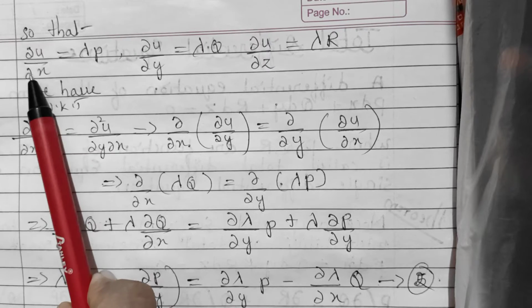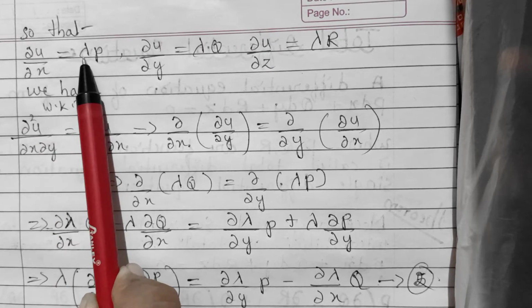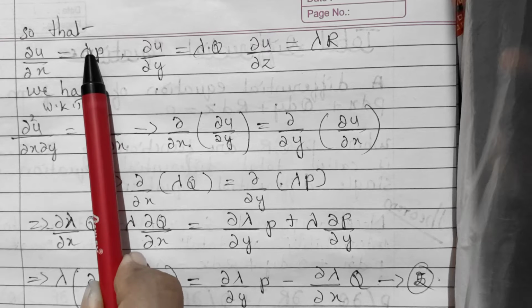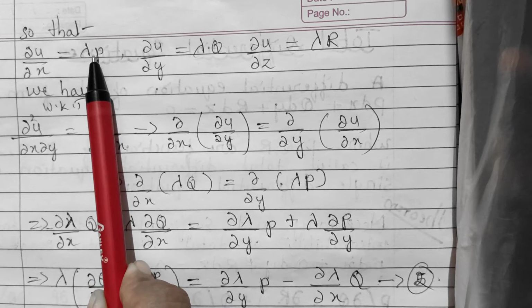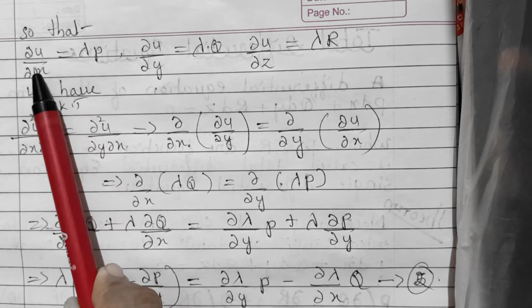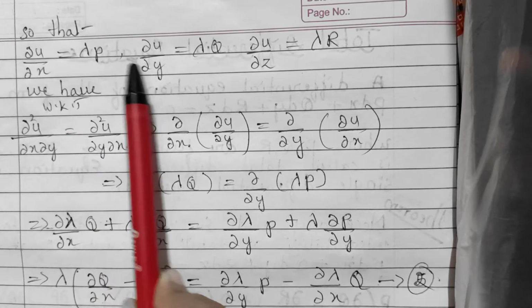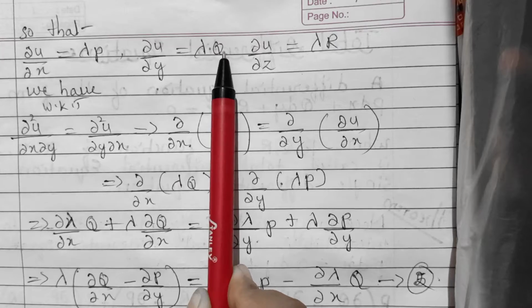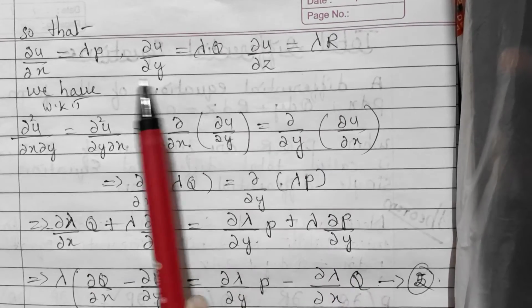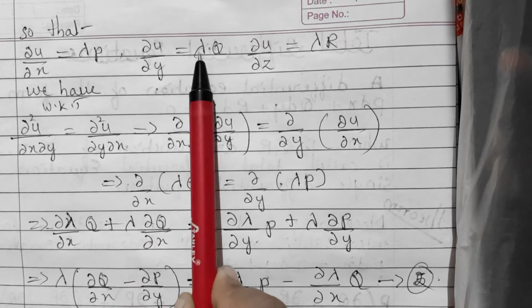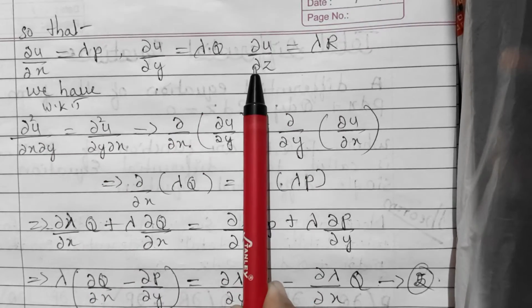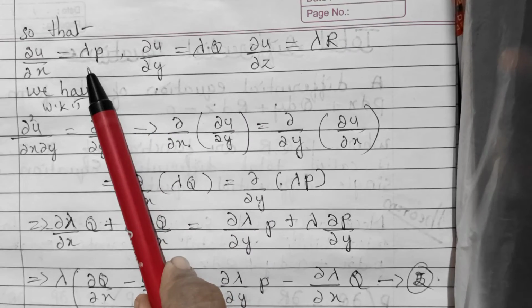So take here dou u by dou x is equal to lambda p. If it is proportional to p, then this is nothing but a constant value, so we take lambda. Dou u by dou x is equal to lambda p, dou u by dou y is equal to lambda q, dou u by dou z is equal to lambda r, where p, q, r are proportional to dou u by dou x, dou u by dou y, dou u by dou z. Lambda is nothing but the constant value.